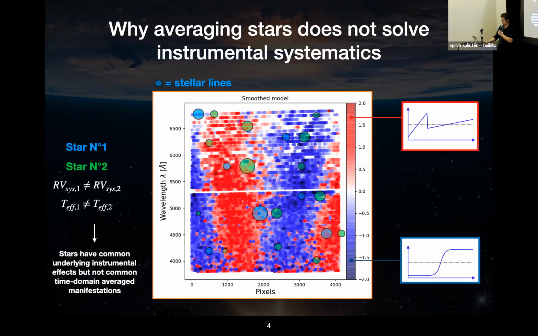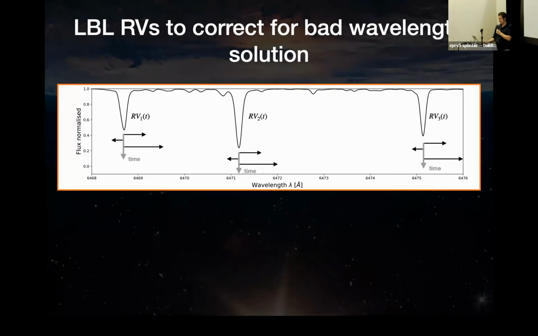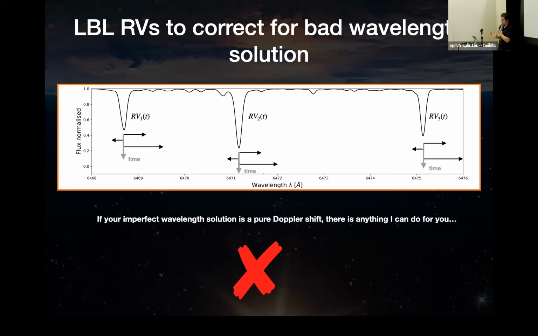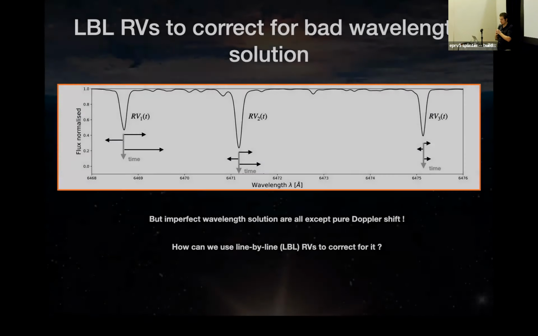That's the important point to recall. And so the idea is that if you look at the individual line-by-line radial velocity, if a bad wavelength solution is acting in that way, so if all the lines are affected in the same way, I have no solution for you, unfortunately. The good point is that this is not what a bad wavelength solution is. You rather have something like this.